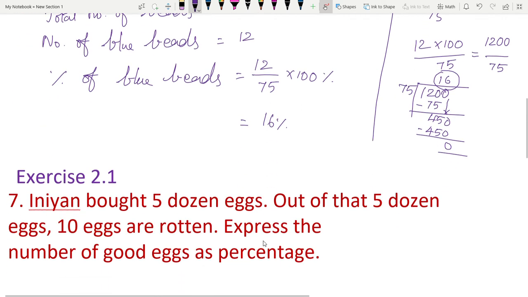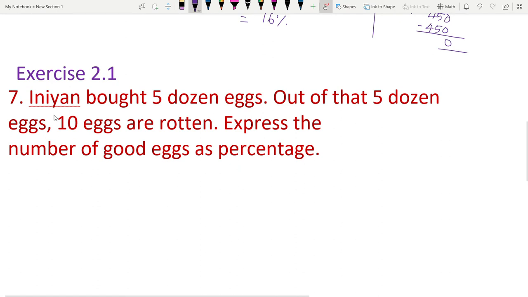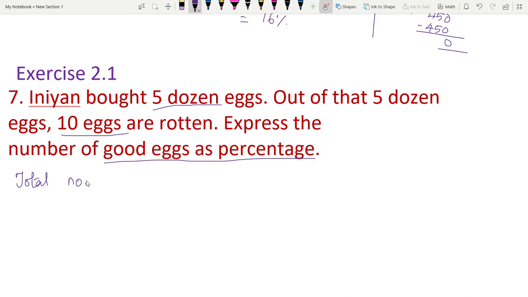Okay. Come, we can start the exercise sum. Exercise 2.1, question number 7. Indian bought 5 dozen eggs. Out of that 5 dozen eggs, 10 eggs are rotten. Express the number of good eggs as percentage. First, we can write the total number of eggs. What's the total number of eggs? That is given as 5 dozen.